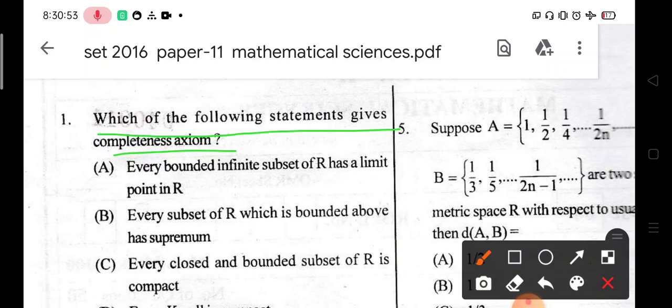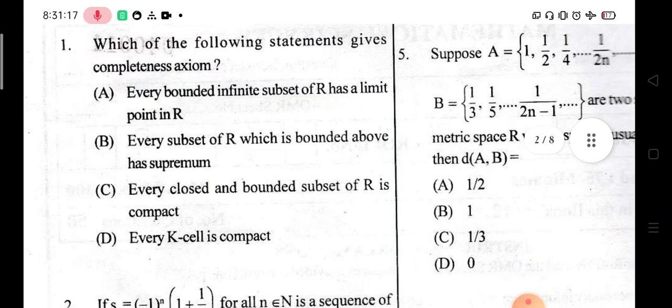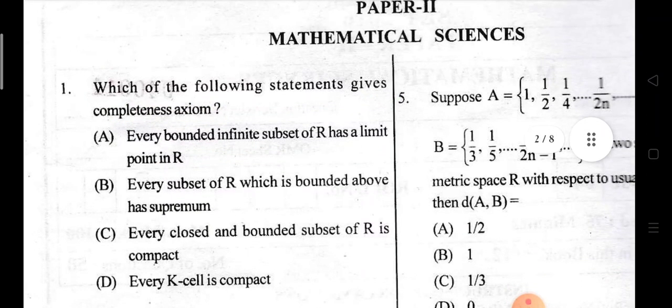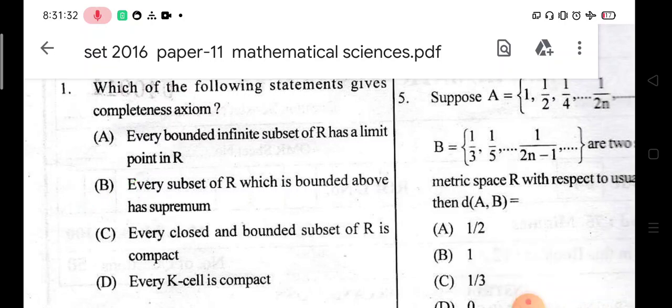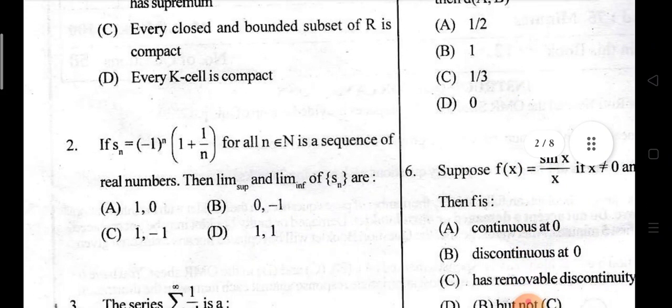So let's see which option is correct. Every bounded infinite subset of R has a limit point in R. This is not the correct statement. This is actually the Bolzano-Weierstrass theorem. Coming to the second option, every subset of R which is bounded above has a supremum. Yes, this is correct. Every closed and bounded subset of R is compact. This is the Heine-Borel theorem. This is not correct. And coming to the last option, every K-cell is compact. This is again not the completeness axiom. So the correct answer to this question is every subset of R which is bounded above has a supremum in R. Let's come to the second question.